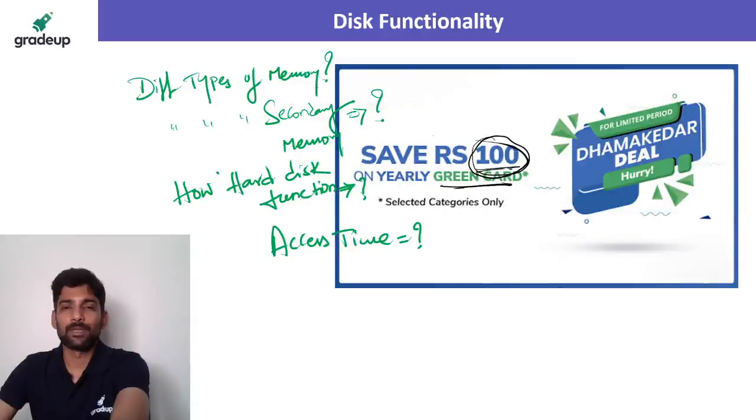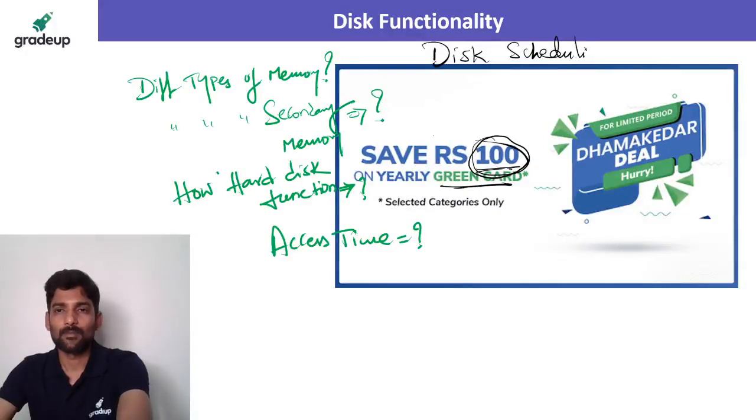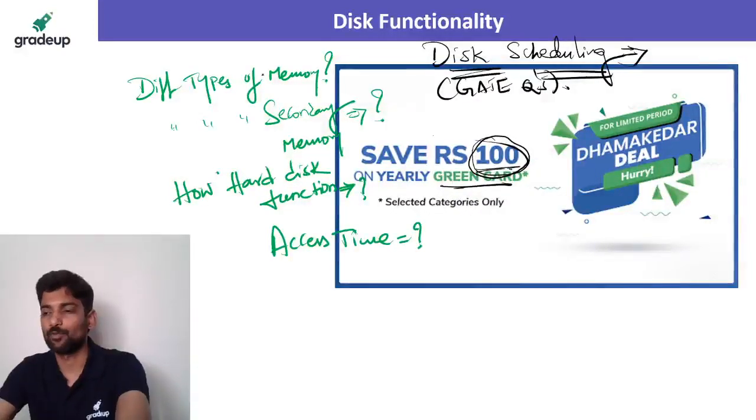We will see about this application. Today we discussed only the theory part. I know you people were waiting for GATE questions. So as you now know what a cylinder is, tomorrow we will be discussing its application, that is disk scheduling. Tomorrow we will try to discuss this with GATE questions.